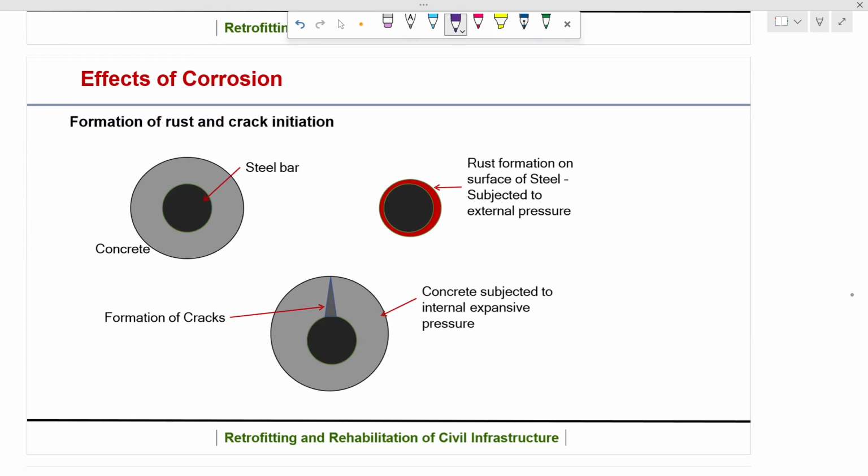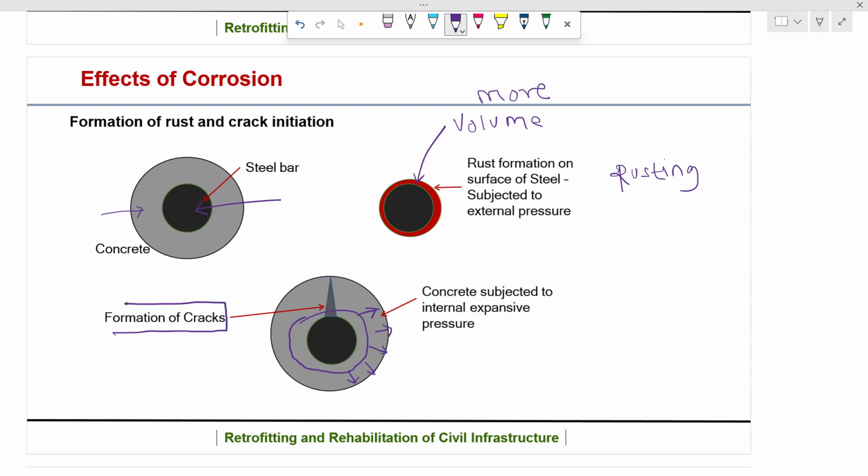So what exactly happens after the formation of the rust? I have shown you that with the help of a figure. Here you can see this is your concrete and this is your steel reinforcement. So what happens whenever there is rusting? Whenever there is rusting, that product is voluminous, meaning it has more volume. Because of more volume, it applies internal pressure on the concrete, and because of that there is formation of cracks.